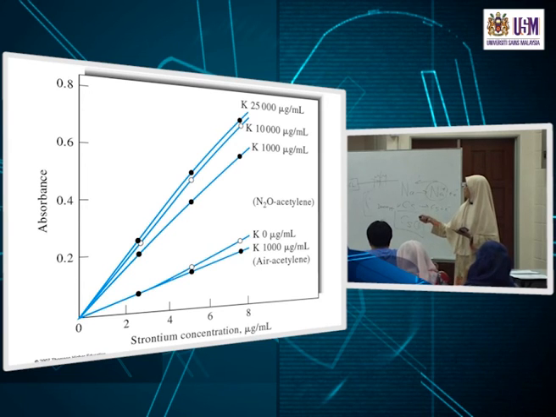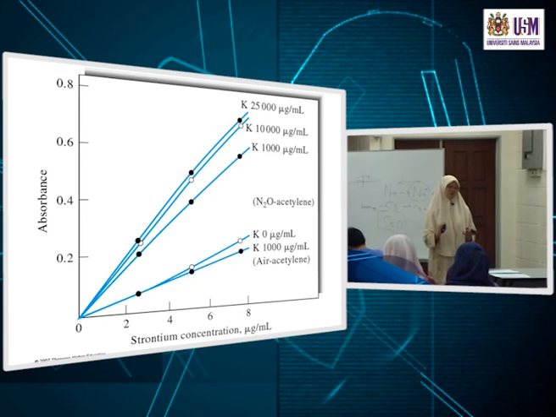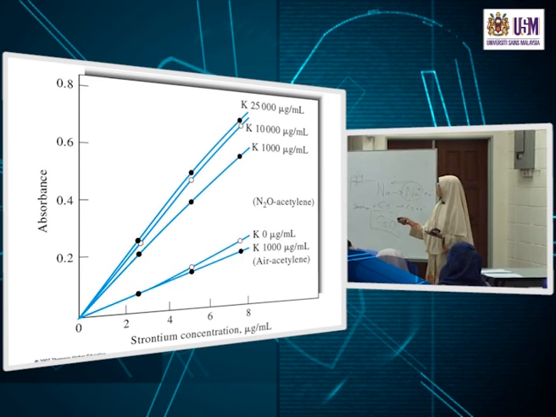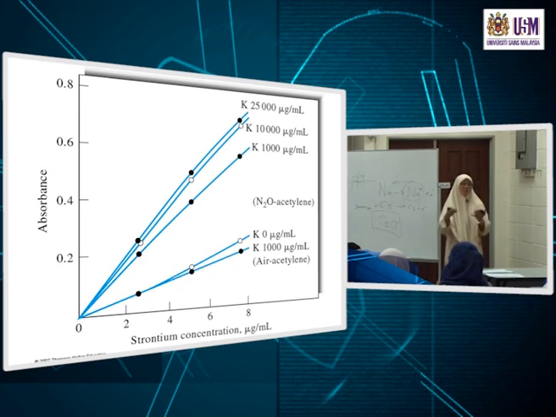Again, any increase of absorbance means more atoms. Nothing to do with ions. It's just that when you have more ionization suppressor, ionization is suppressed, naturally you have more atoms. More atoms, higher absorbance. So you must know all these things. Absorbance is related to what? Absorbance is not related to what I'm going to eat for lunch after this. Just atoms. Emission comes from, they must be excited.